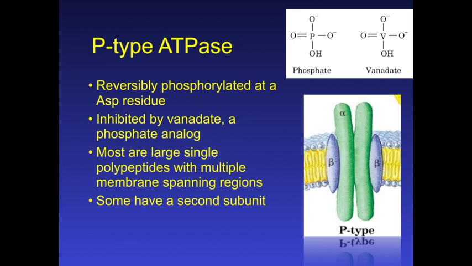What also happens in a P-type pump is this. At some point in time, the protein, the pump itself, gets phosphorylated. An aspartate residue reacts with an ATP, and a phosphate is transferred to it. So it becomes phosphorylated in the midst of the processing. Most of them have at least one large single polypeptide that will span the region. Some of them do have subunits.